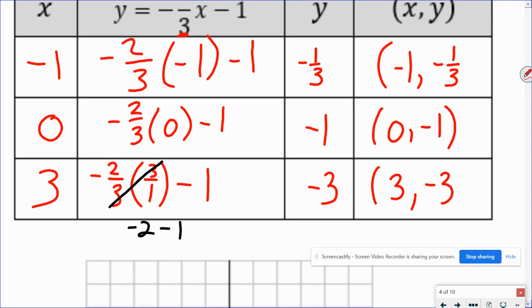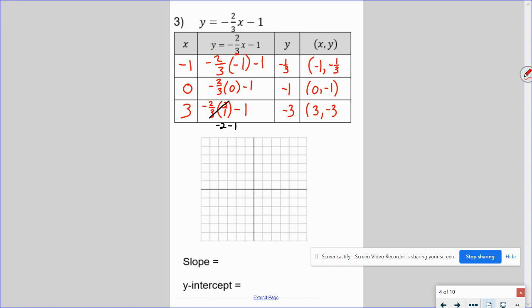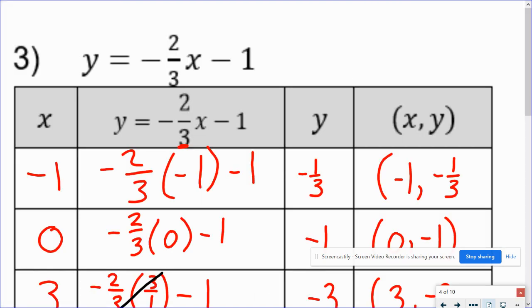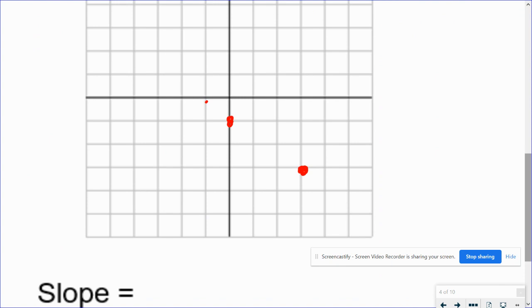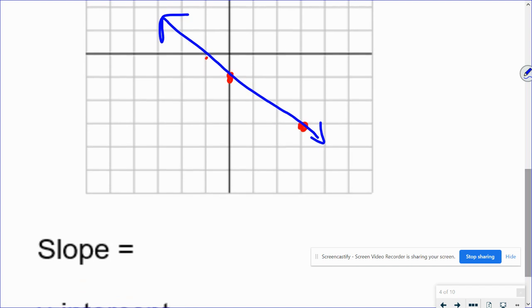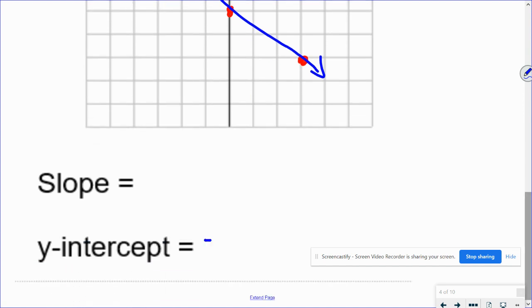All right, so we're going to plot those points now. If I did -1 and -1/3, it'd be right there, about. 0, -1, and then 1, 2, 3, 1, 2, 3. Right there's my other one. Let me make it bigger for you. So there are my points. Graph as straight as possible. So where do we cross the y-axis? -1. So that's our y-intercept.